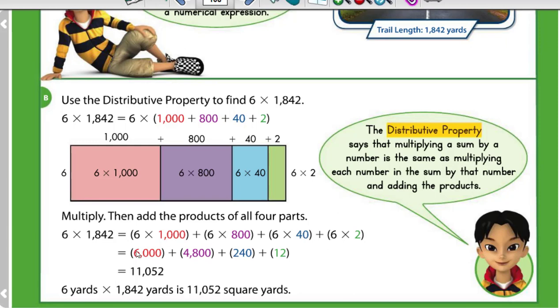And find each one of them and add them. Okay, so where's the distributive property? We use it here in this place, when we distribute this 6 inside the brackets. So we give each one inside the bracket, we give it times 6.